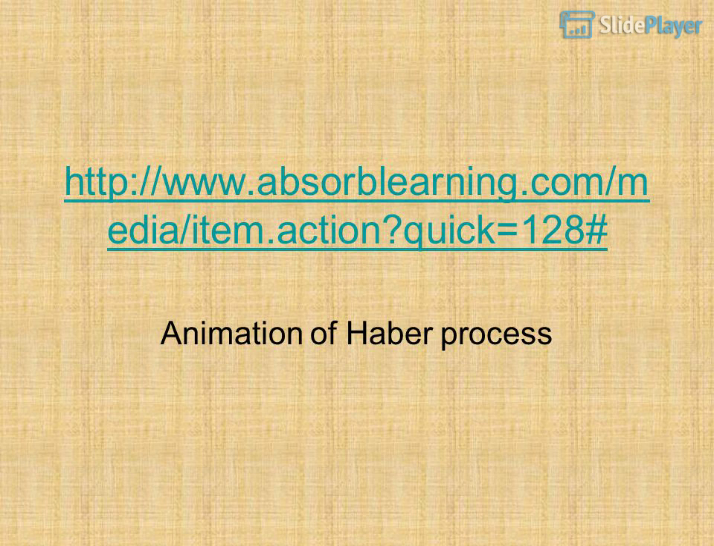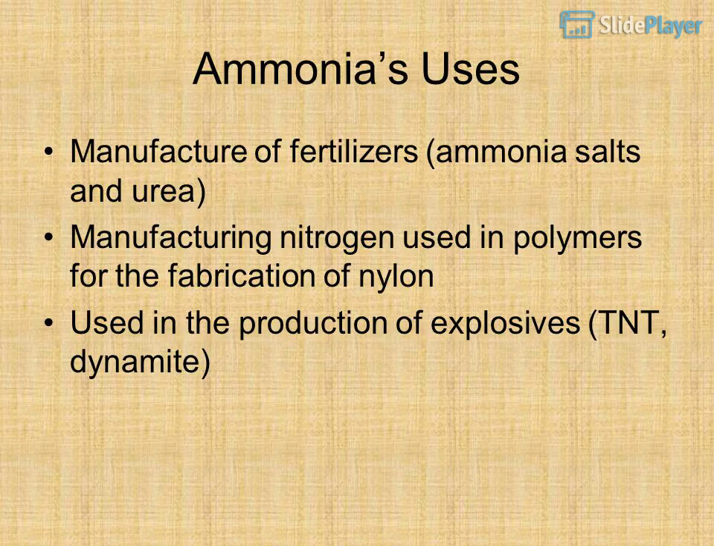Ammonia's uses: manufacture of fertilizers, ammonium salts and urea; manufacturing nitrogen compounds used in polymers for the fabrication of nylon; and production of explosives, TNT, dynamite.